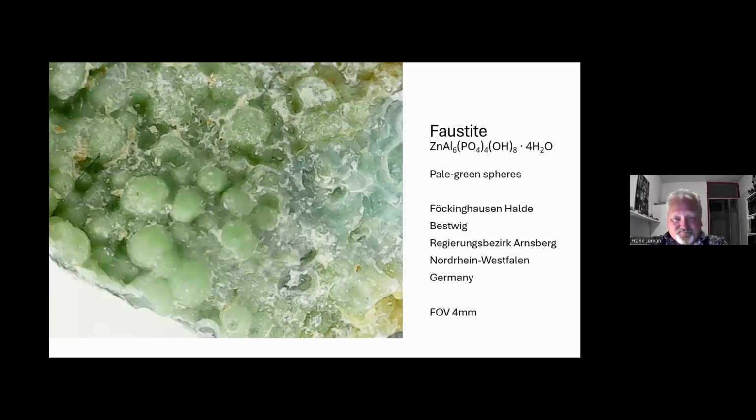Faustite. Pale green spheres. Not that well defined, this one, but you can still see they are spheres from the Fuckinghausenhalde in Bestrik, which is also in North Rhine-Westphalia. Only a different part of North Rhine-Westphalia.